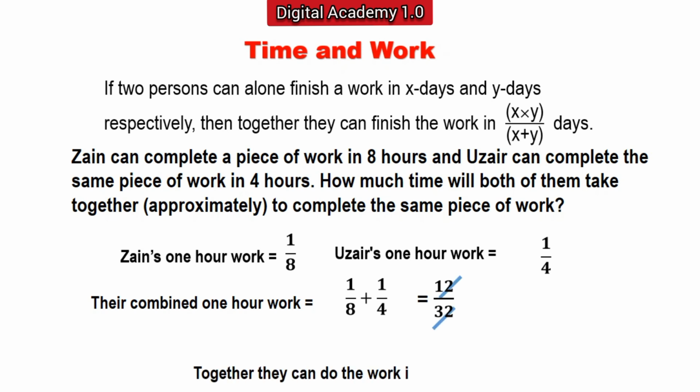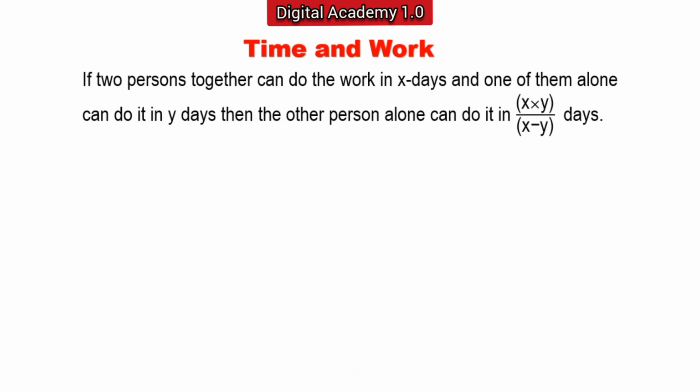Condition 2. If two persons together can do the work in X days and one of them alone can do it in Y days, then the other person alone can do it in X times Y divided by X minus Y days.